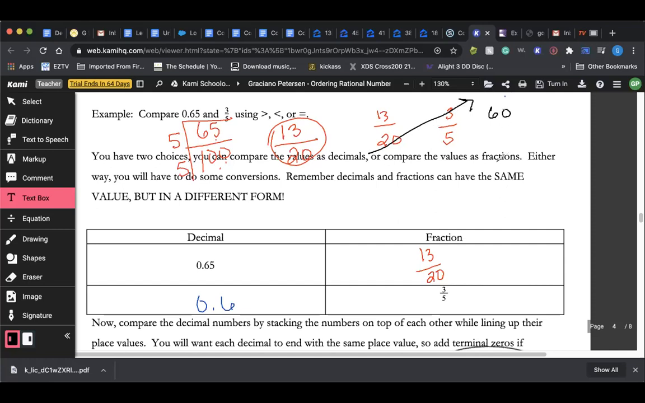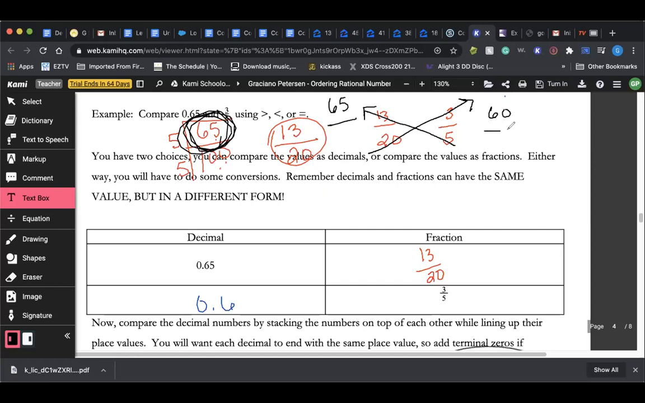20 times 3 is 60, all right? And what's 5 times 13? 65. Oh, yeah, it's 65. Kind of a trick question. Okay, so the number on the left is the value of the fraction on the left.